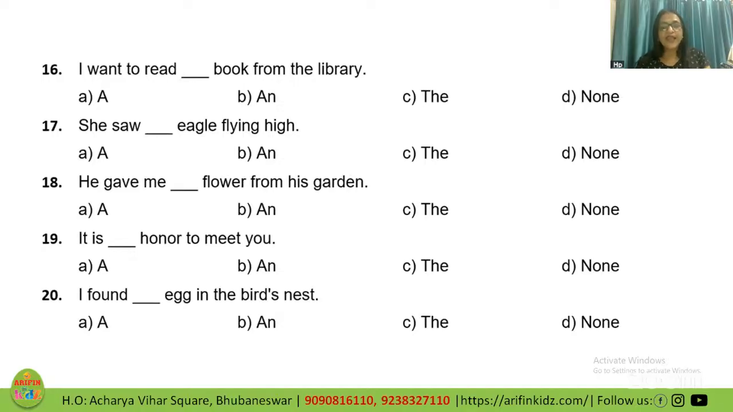I found dash egg in the bird's nest. Give me the correct option, whether A, B, C or D. Yes, Kabita, Kuchu, Sivani, Seema. Everyone answered correctly. Question number 20. I found an egg in the bird's nest. The correct answer is option B. Let's move to the next question.